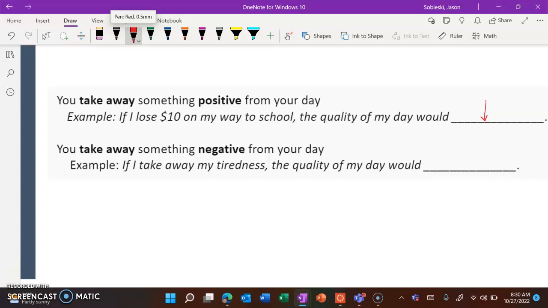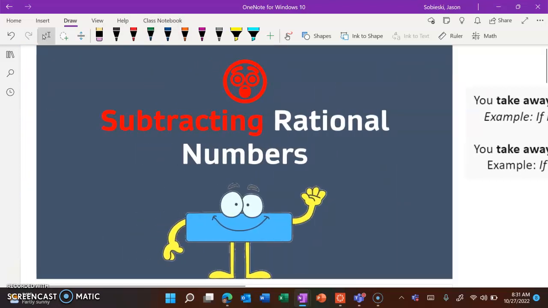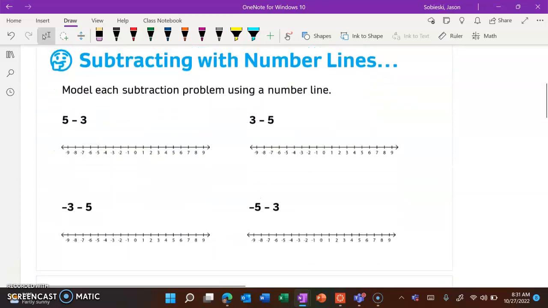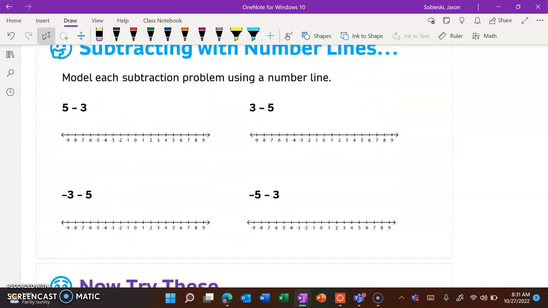How about if you take away something negative from your day? If you took away your tiredness, would the quality of your day increase or decrease? If you take away something negative, the quality of your day would increase. So we need to remember those two ideas today. On the first slide, we are going to model each subtraction problem using a number line, just like we did with the addition problems.